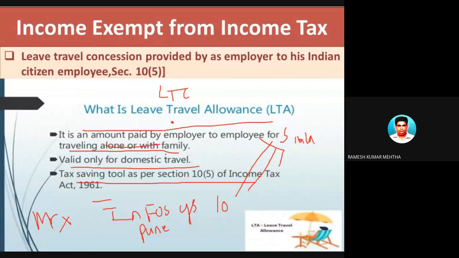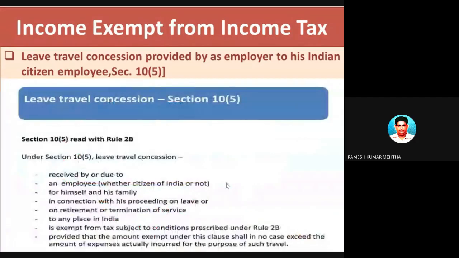It is an amount paid by the employer to the employee for traveling alone or with the family. Number one. Number two, it is valid only for domestic travels and it is a tax saving tool as per section 10(5) of the Income Tax Act. So let's look at some further understanding of leave travel concession.